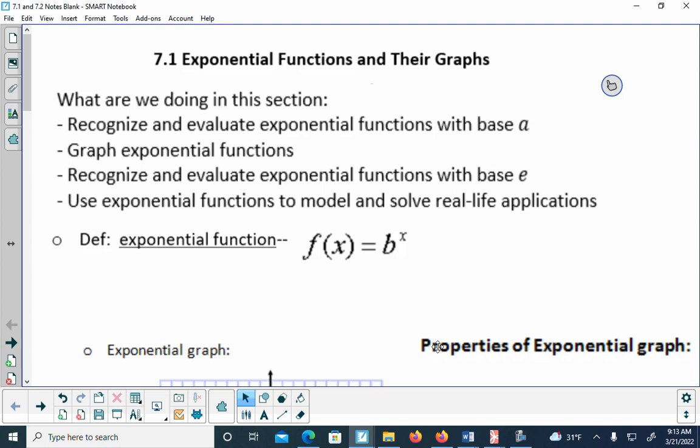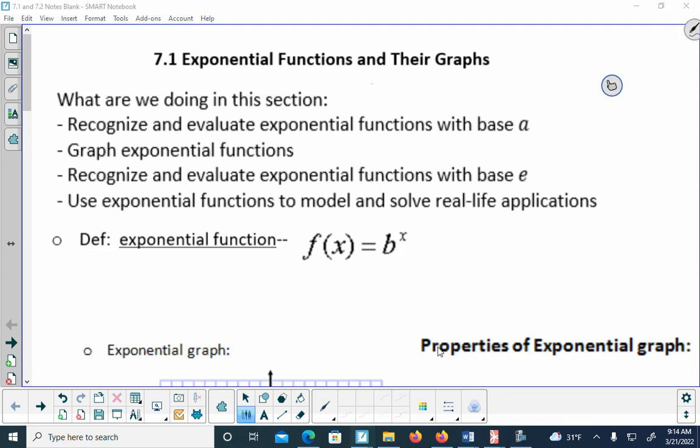What are we doing in this section? We're recognizing the graph of exponential functions with the base of a, graphing exponential functions, recognizing and evaluating exponential functions with the base b, which is the actual base, and then using exponential functions to model and solve real-world problems. So if I have an exponential function, that would be f of x is equal to b raised to the x power.